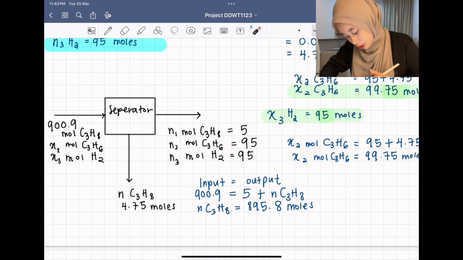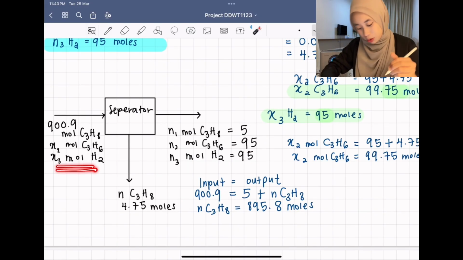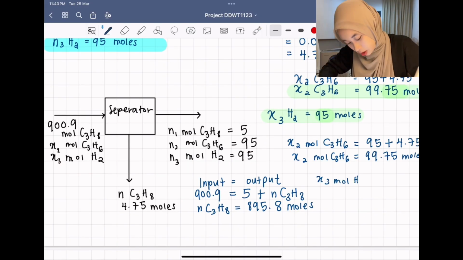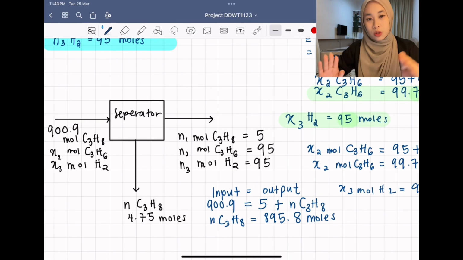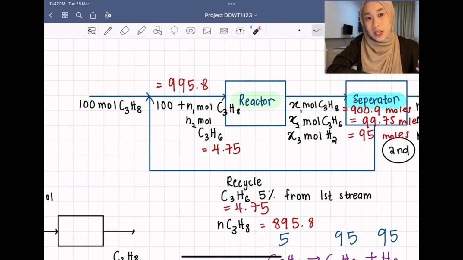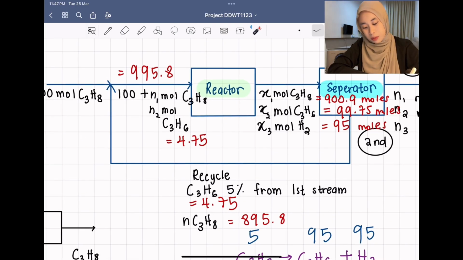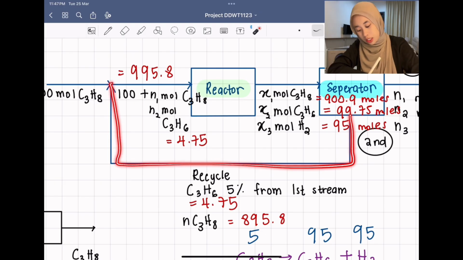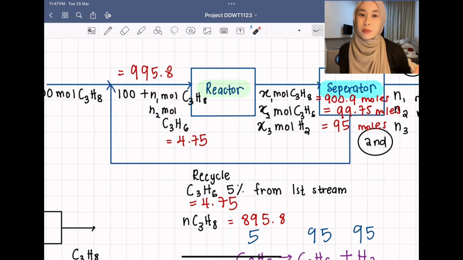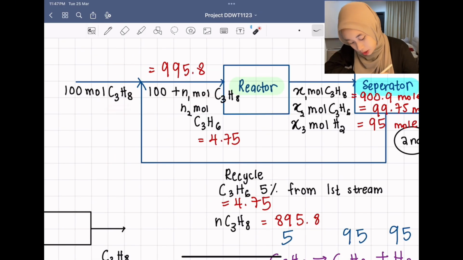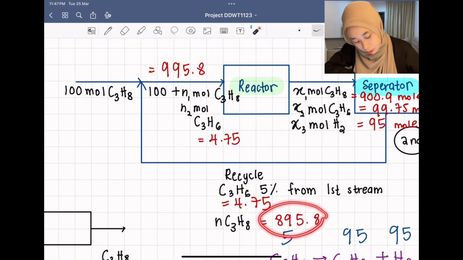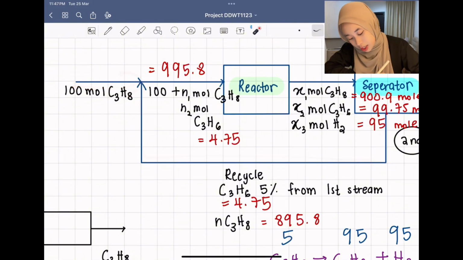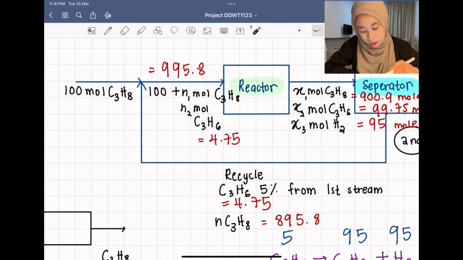Okay, untuk hydrogen X3 mole H2, kita still akan dapat 95 moles. Input is equals to output. Kalau output 95, input pun 95. Kalau input 95, output pun 95. Okay, so now for the last two unknowns. Ni nak menunjukkan yang bila separate tu dah separate into two streams, yang di recycle masuk back ke reactor tu berapa. 100 mol C3H8 plus with 895.8 sebab dia masuk sekali. So we will get 995.8 moles.